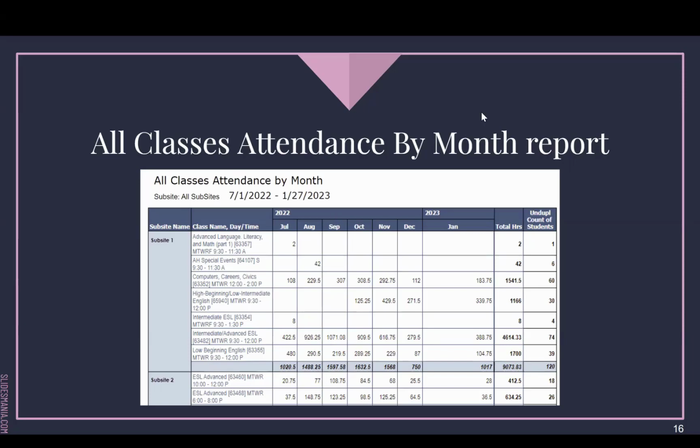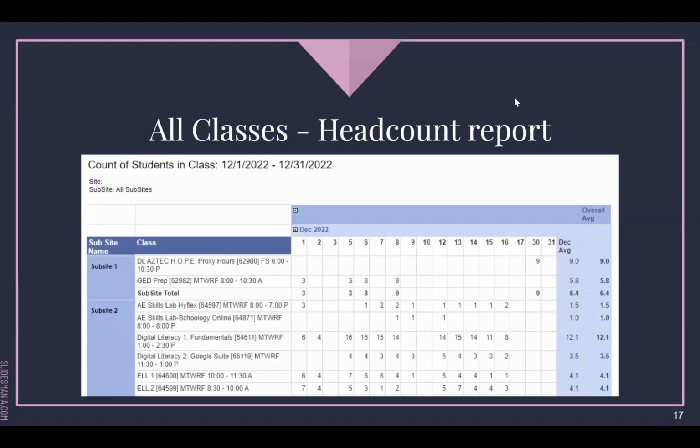The next report I want to highlight is called the All Classes Headcount report. When you run this, it's going to run for, I think, two months automatically, last month and this month. This is a little different, and it takes a second to remember what you're looking at. Again, it's going to do subsites, each class, and then each date of the month for which there is attendance somewhere in your program. And then it's going to show you the headcount. So this is not how many hours were earned in that class, but how many students were given attendance. So this is a nice one.